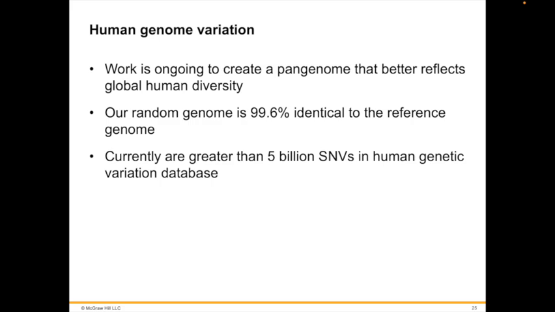Nonetheless, let's continue. So human genome variation. Work is ongoing to create a pangenome that better reflects human diversity. Our random genome is 99.6% identical to the reference genome. And then currently there are greater than 5 billion single nucleotide variants in the human genetic variation database. That is a lot of variants, you all. 5 billion single nucleotide variants. And those are referred to as structural variations as well.